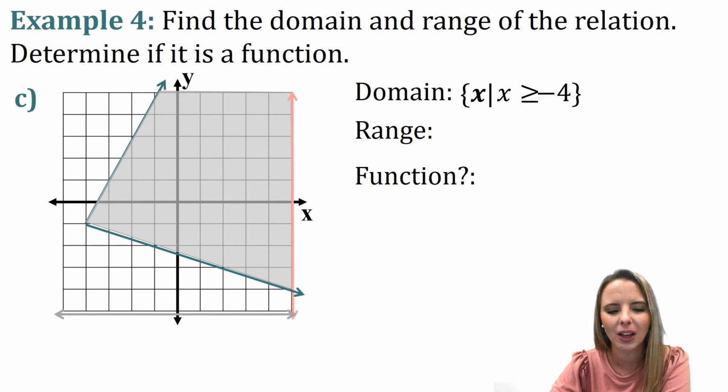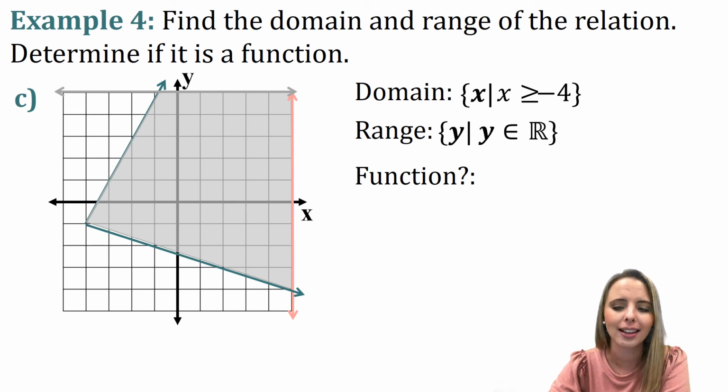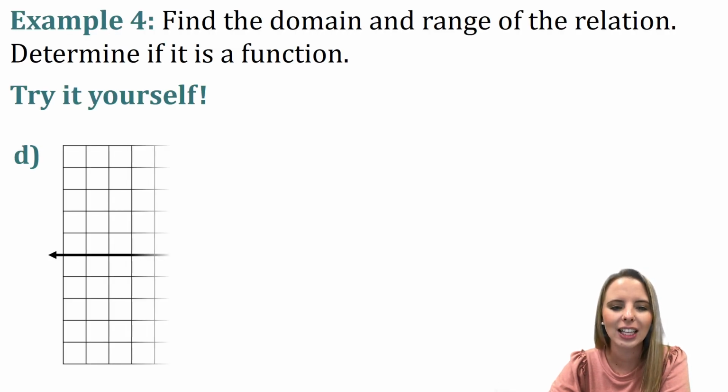All right, what about our range? Okay, is there anywhere that our range is not? No, because we have those 2 arrows, so it's going to go up to positive infinity and down to negative infinity forever. So Y such that Y exists in all real numbers. Is this a function? No. That peach line, whenever it went across, failed the vertical line test.